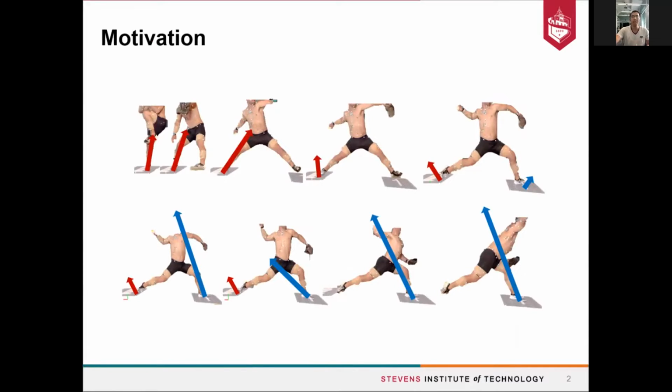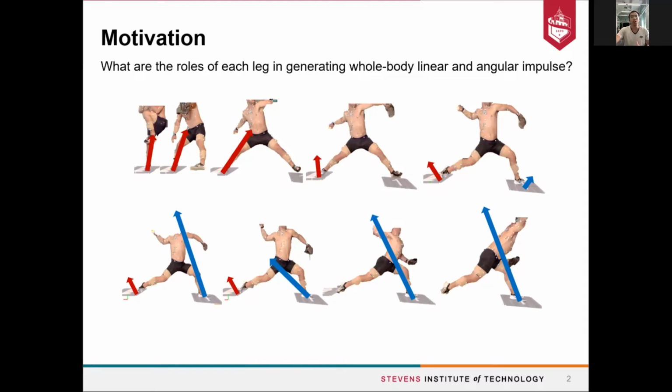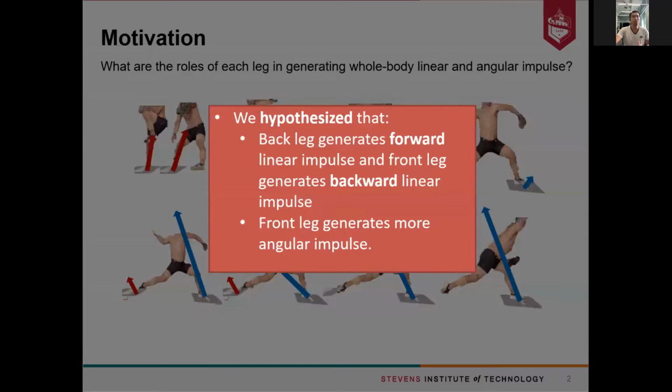We know mechanically, an angular impulse applied about the body's center of mass is what ultimately drives the change in the body's angular momentum. Therefore, this leads to our research question: what are the roles of each leg in generating whole body linear and angular impulse? We hypothesize that the back leg generates forward linear impulse, the front leg generates backward linear impulse, and that the front leg generates more angular impulse than the back leg.